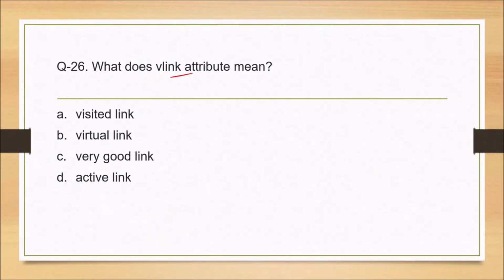What does vlink attribute mean? And the options are visited link, virtual link, very good link, and active link. And the correct option is visited link.